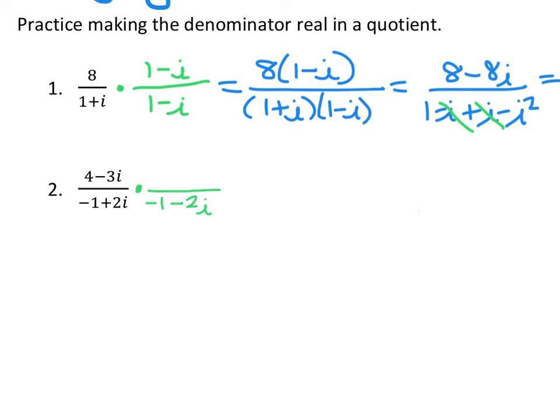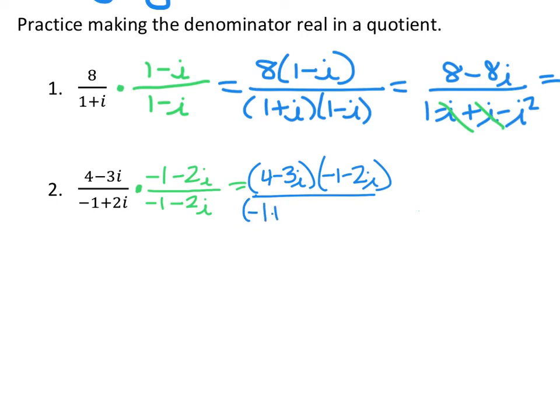So if we multiply the denominator by negative 1 minus 2i, we have to do that on the numerator. So on the numerator, sorry, I want to make that blue. So on the numerator, we have 4 minus 3i times negative 1 minus 2i. And on the denominator, we have negative 1 plus 2i times negative 1 minus 2i.